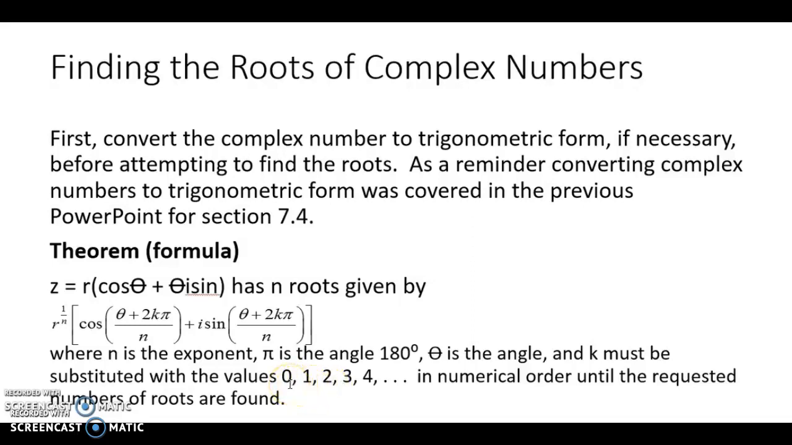Only one number can be substituted for K at a time. And we will see how to do this in the next problem. We'll see this in action.